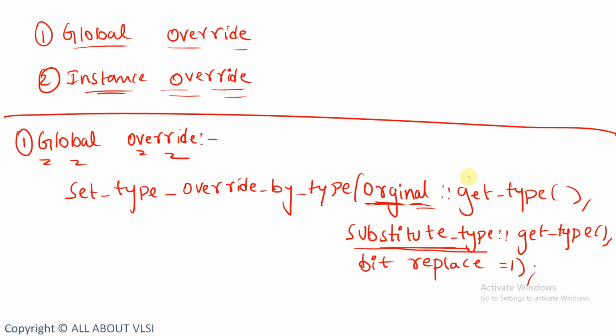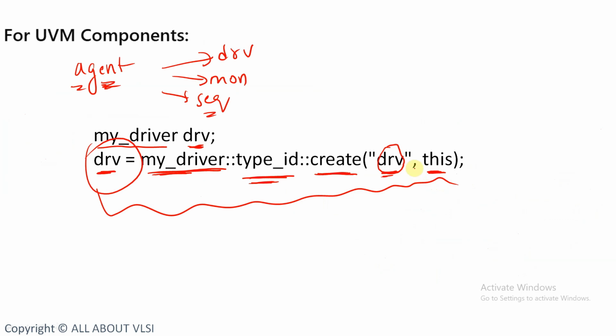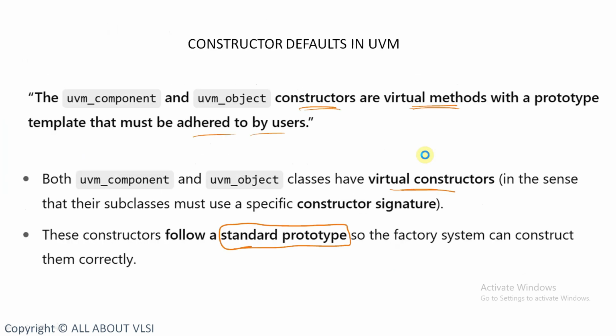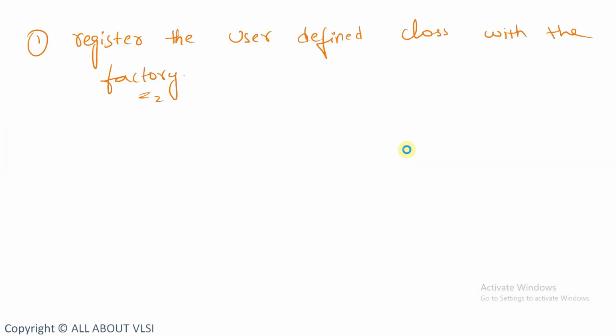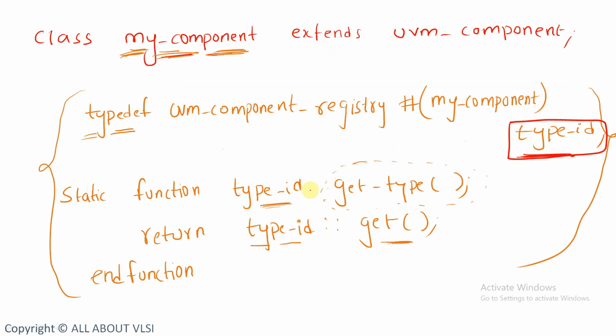And what about this get_type? Have you seen this particular get_type anywhere? Yes, we have seen it. Where? When we are writing our component registry code, here we have declared our static function type_id get_type.